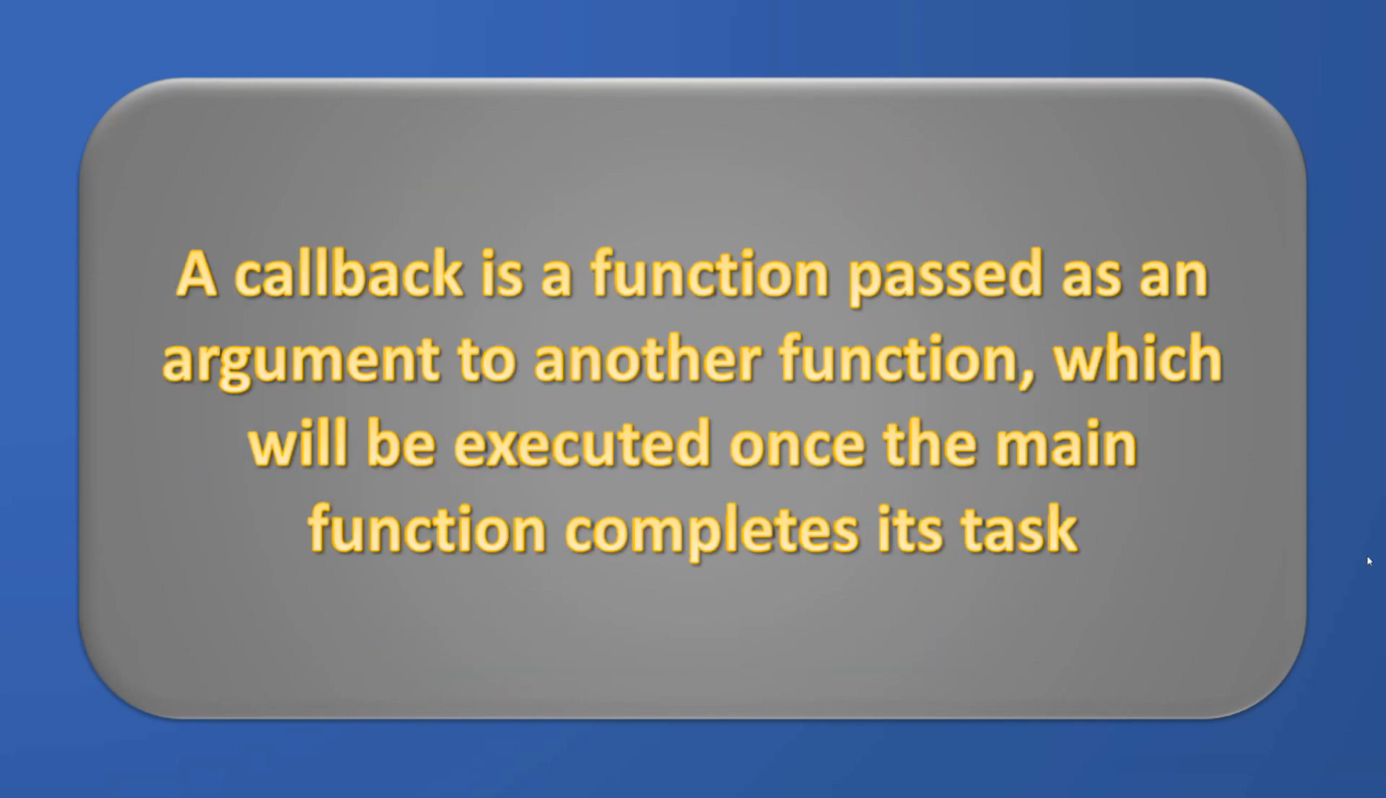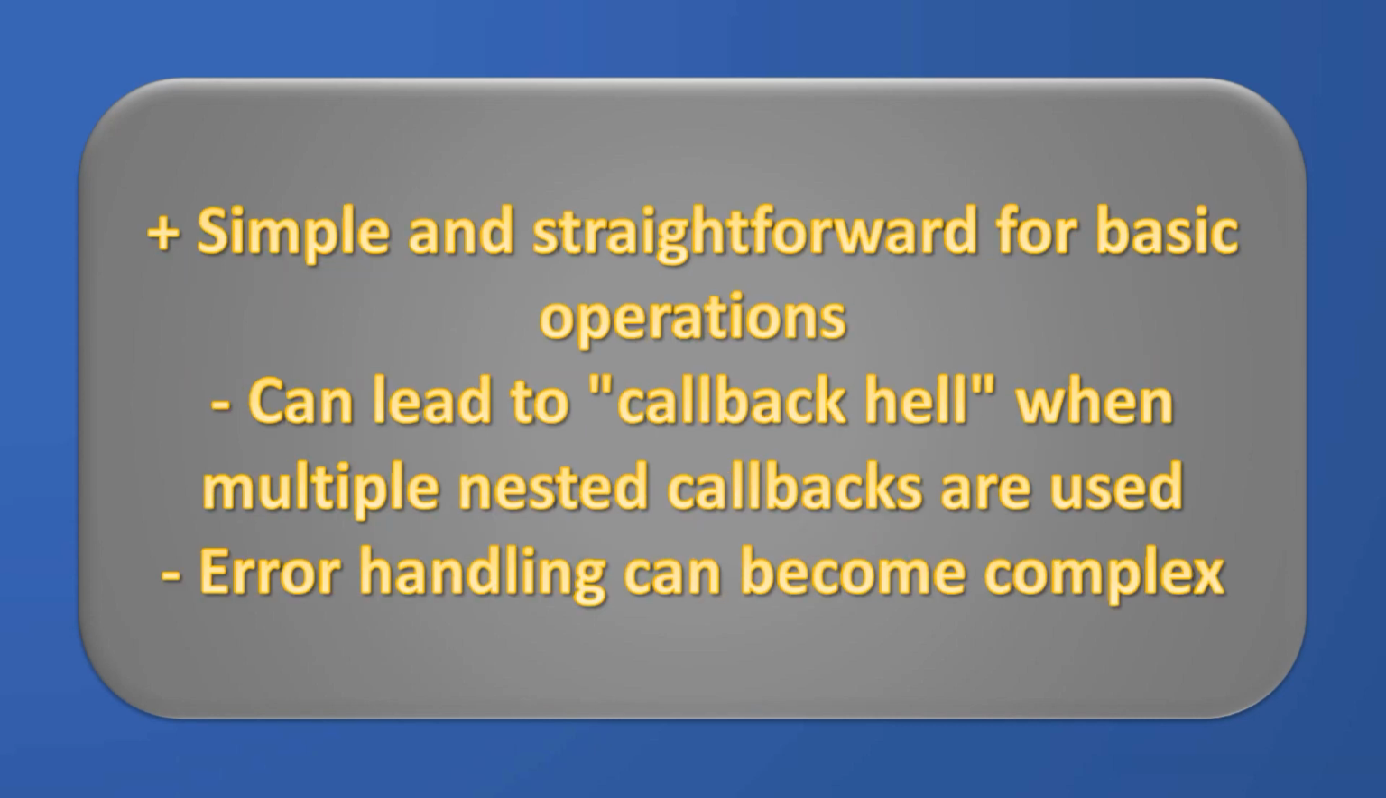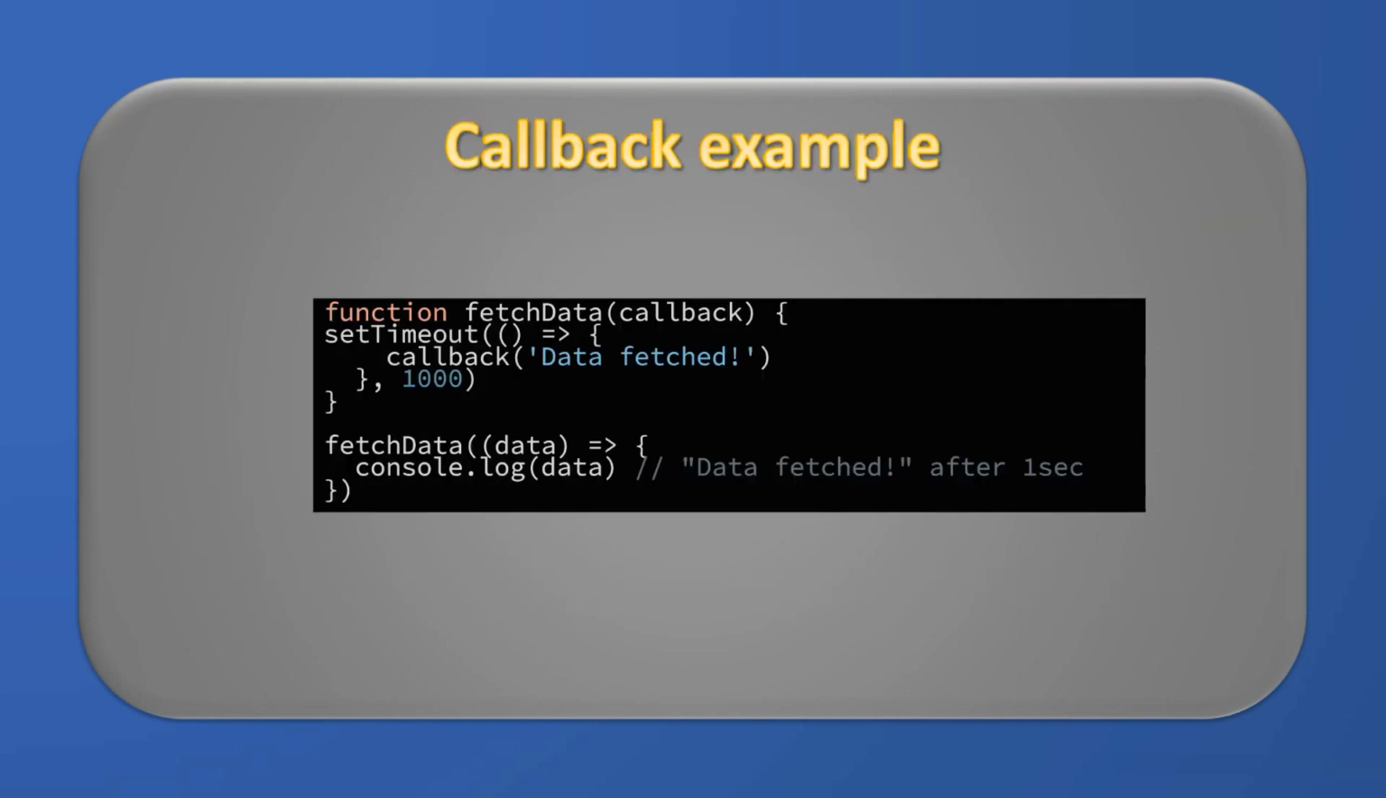Asynchronous operations: callbacks, promises, async await. A callback is a function passed as an argument to another function, which will be executed once the main function completes its task. There are cons and pros. It's simple and straightforward for basic operations, but it can lead to callback hell when multiple nested callbacks are used. Also, error handling can become complex. This is a callback example.